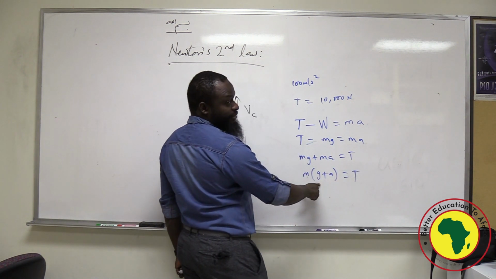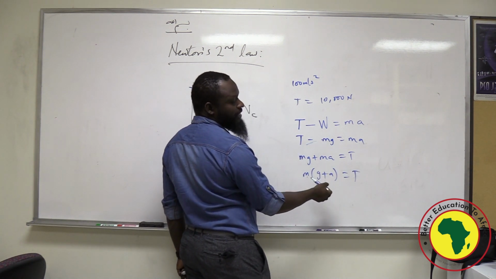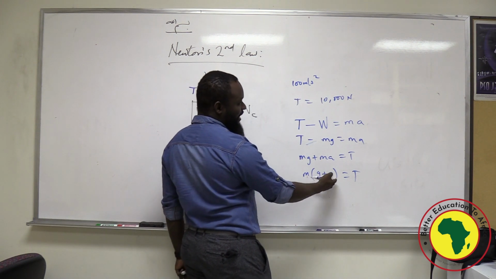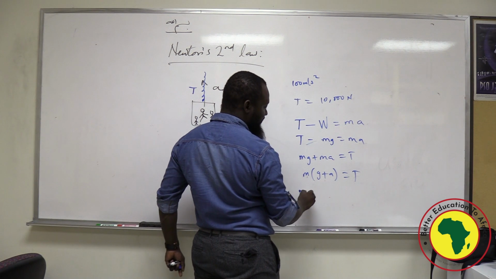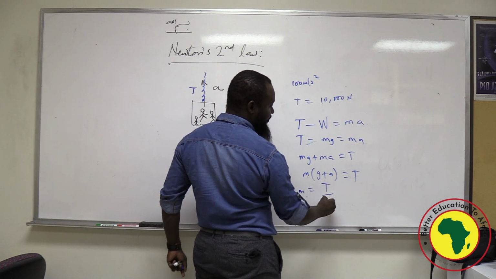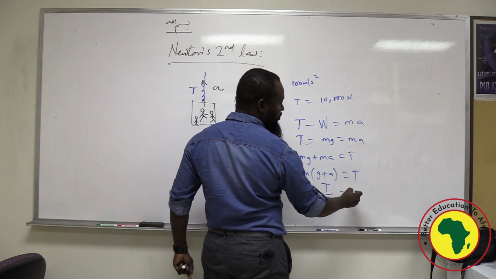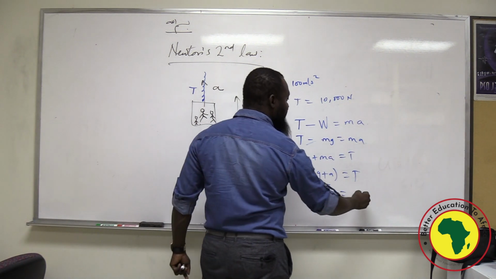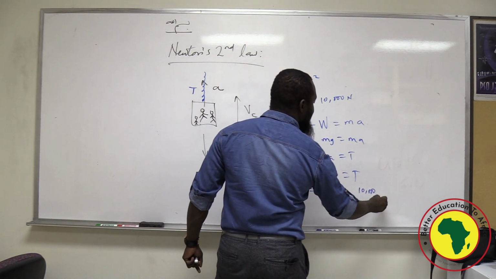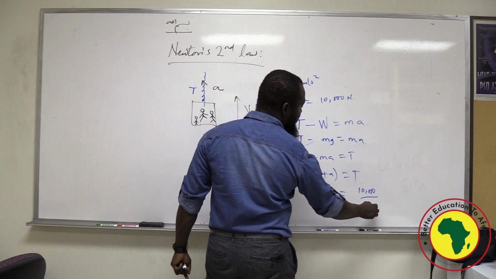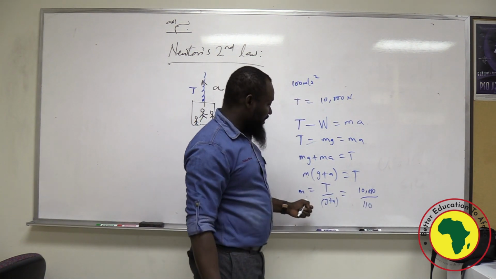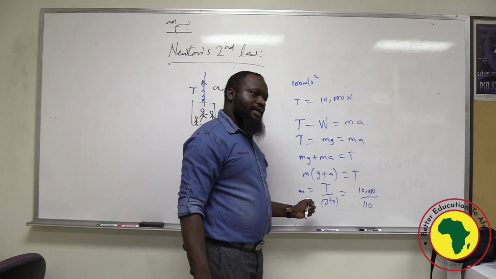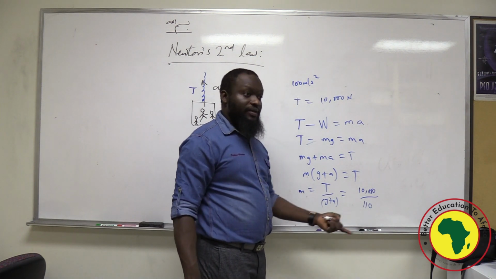So I know g is 9.8. I usually use 10 in this class just to make calculation easy. And I'm given a. So my mass is T divided by g plus a. Is that okay? So that's the mass of the people in there. So that's going to be 10,000 divided by, say, 110, if I'm taking g to be 10. So 100 meters per second squared plus 10. So that gives me the mass. So getting that mass, I have to multiply by g to get the weight.